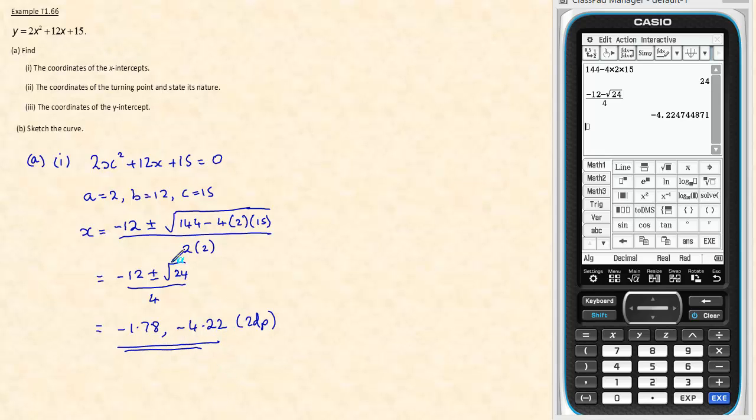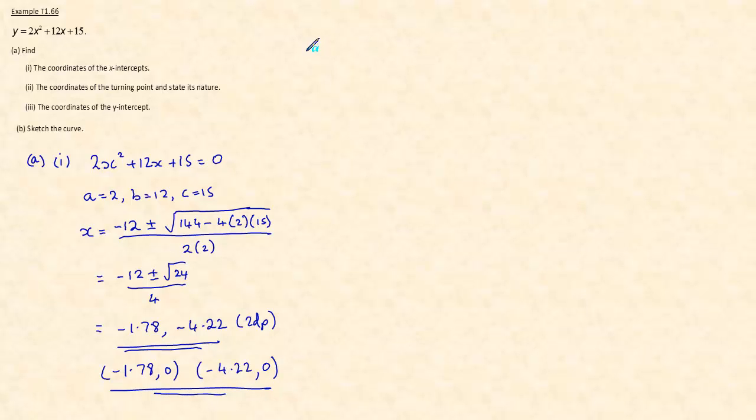So we wanted coordinates. That's negative 1.78, 0 and negative 4.22, 0. Now in part 2, the coordinates of the turning point and state the nature.